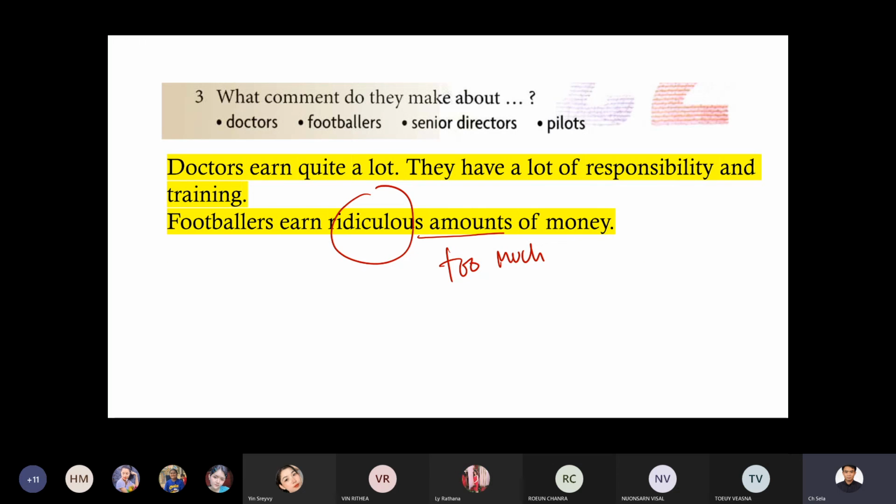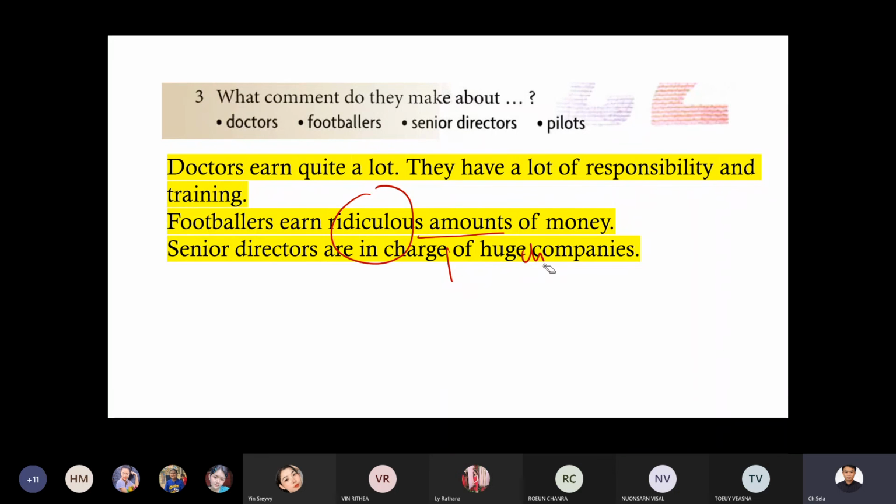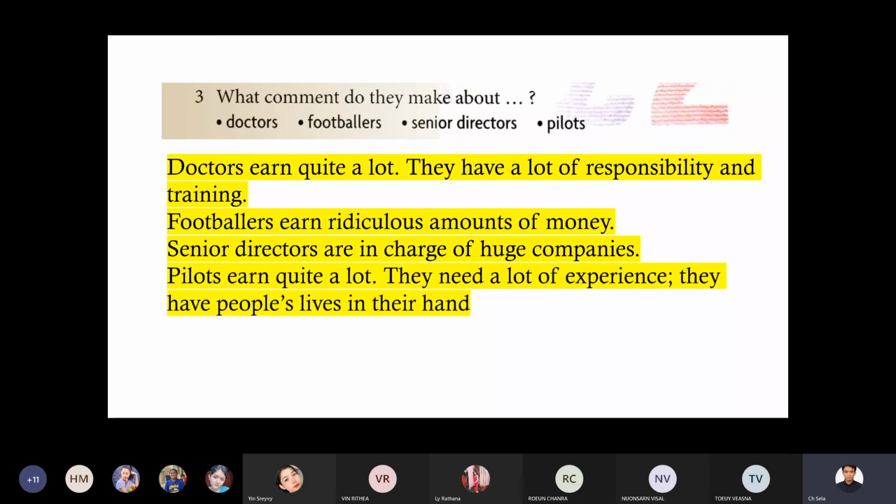Okay, you can take note. And how about senior director? Oh, the answer coming now. Senior directors are in charge of huge companies, very big companies. All right, and pilots? Oh, pilot got the answer. Pilots earn quite a lot. They need a lot of experience. They have people's lives in their hands. Oh, thank you.